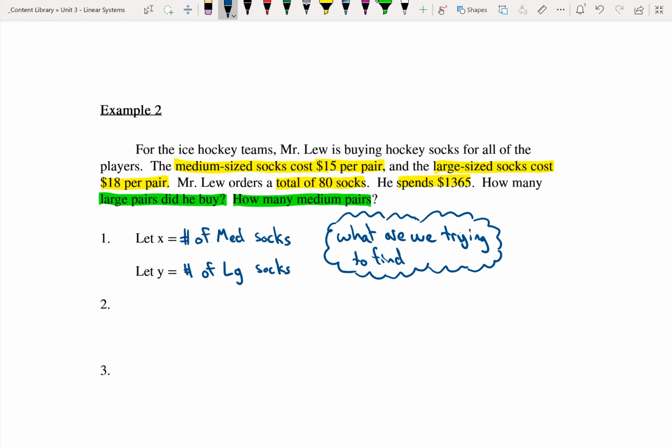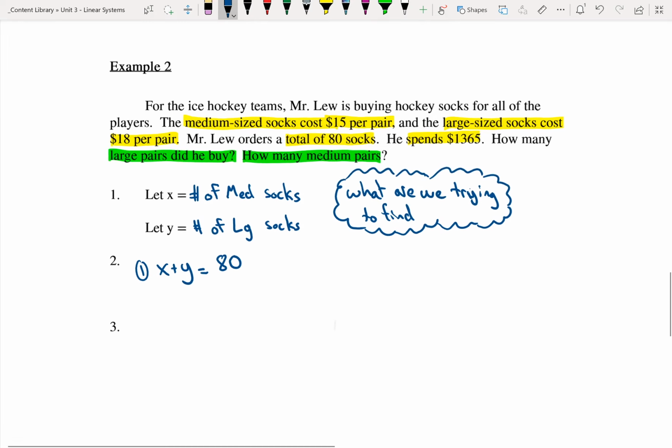So now we need to come up with two equations. And what we're going to need to do with this is look at two different things. There's two different aspects to this. The easy one, again, is equation 1, X plus Y equals 80, because the number of medium socks plus the number of large socks is going to equal 80 socks in total.